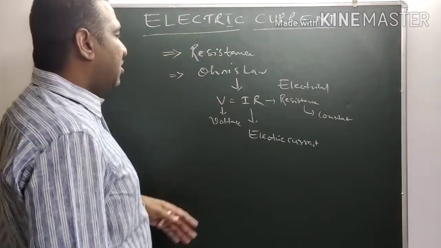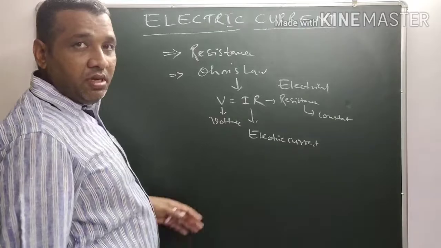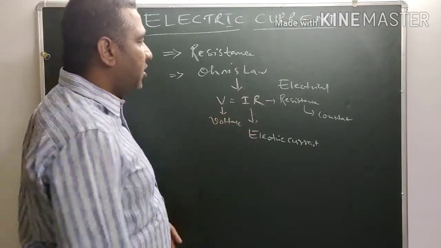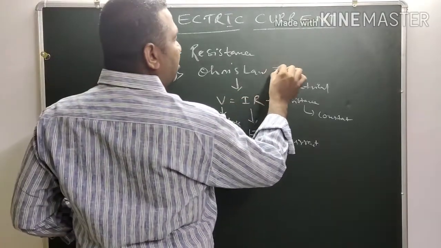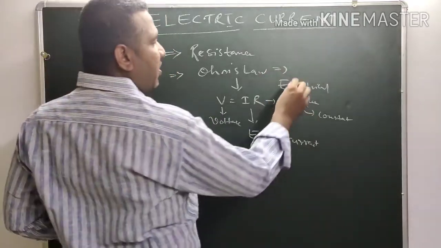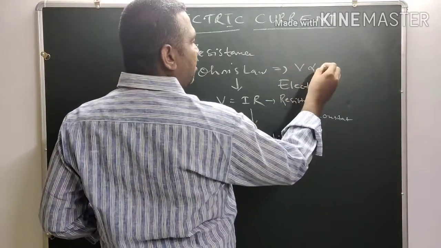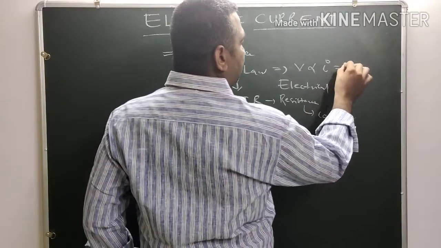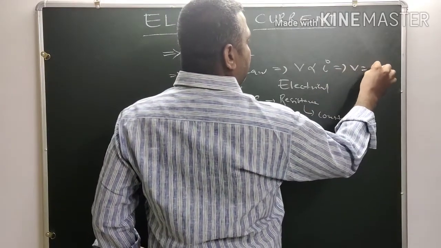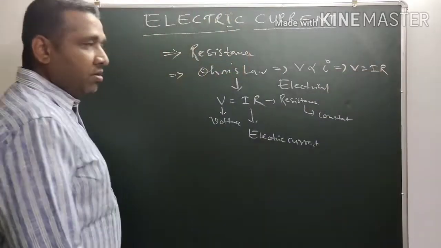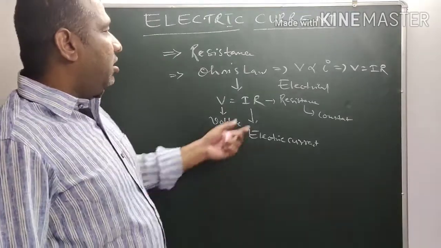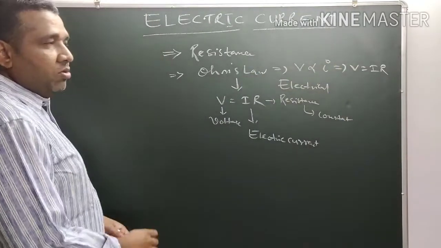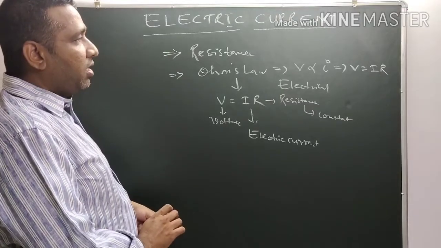We have seen three different equations prepared from Ohm's law. Generally, the relation we have taken for Ohm's law is that V is directly proportional to I. From this relation, we have written V equals IR. And we have framed three equations based on Ohm's law.